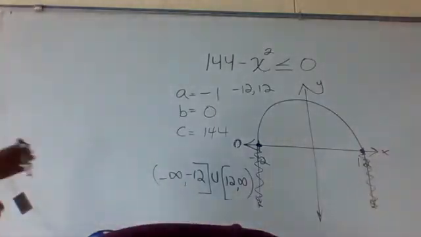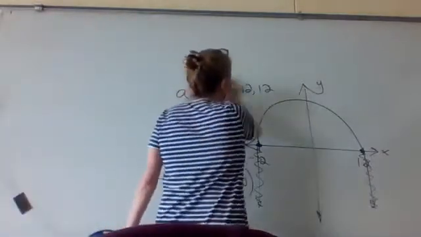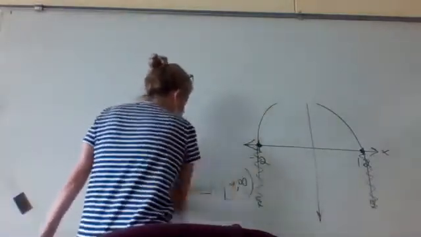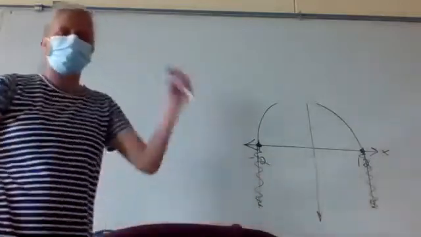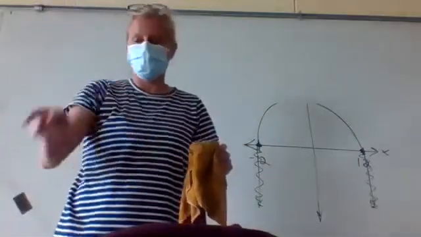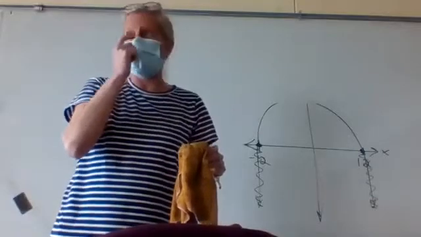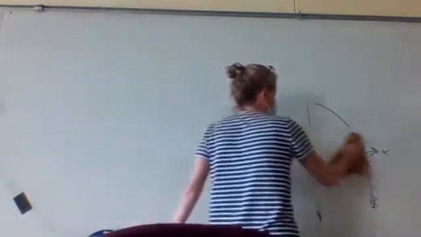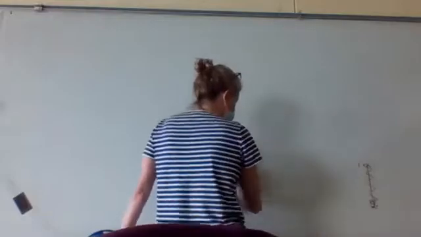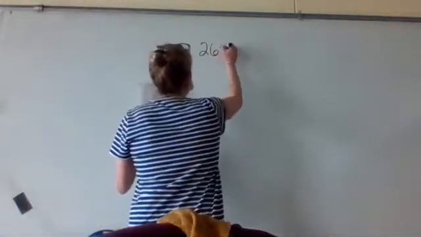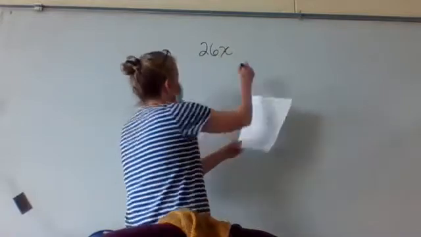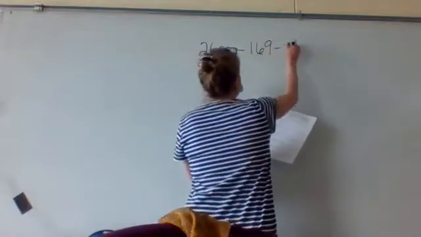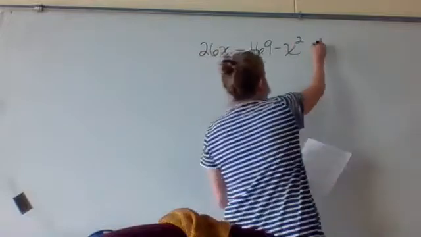All right, number 6 has something interesting. How many x-intercepts have all of the ones we've done so far had? They've all had 2, right? Whatever my 2 solutions were in my quad, those were the 2 x-intercepts where the parabolas crossed the x-axis, okay? But let's look at number 6. You've got 26x minus 169 minus x squared is less than 0.